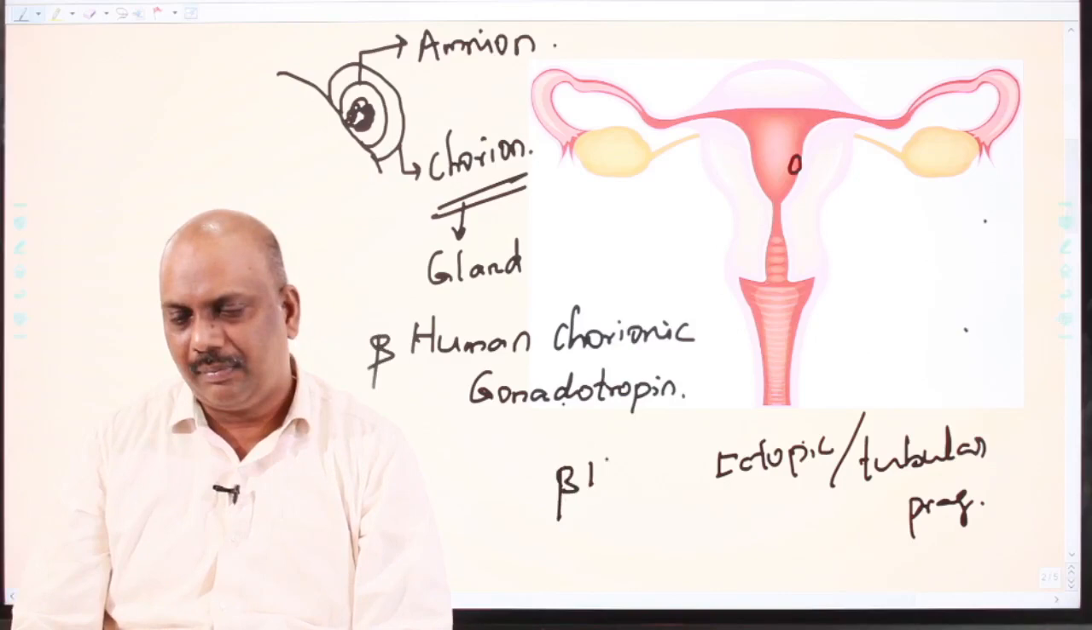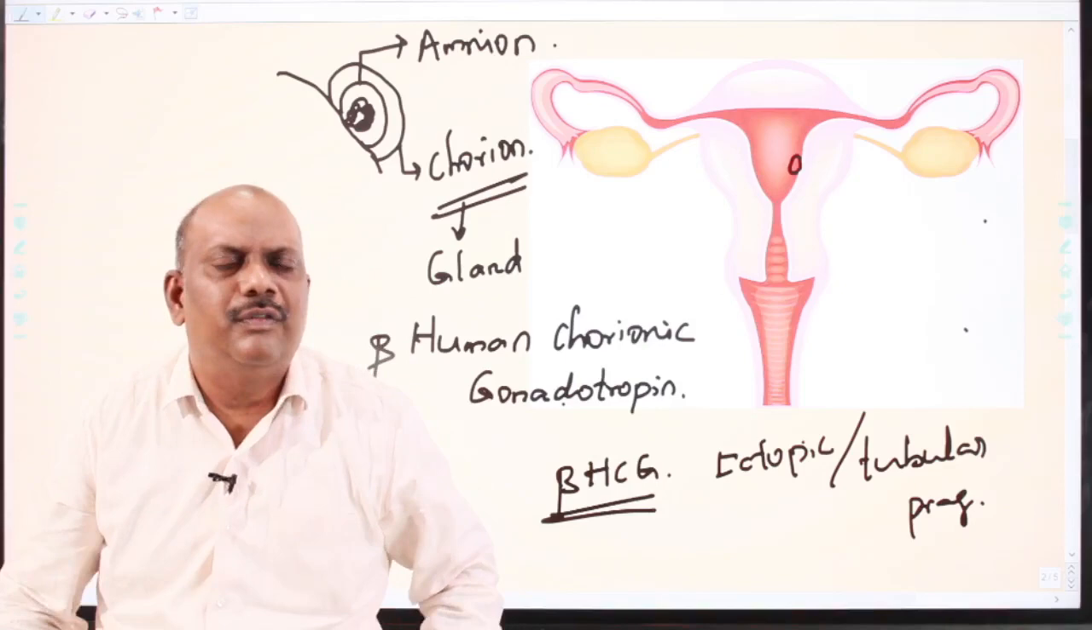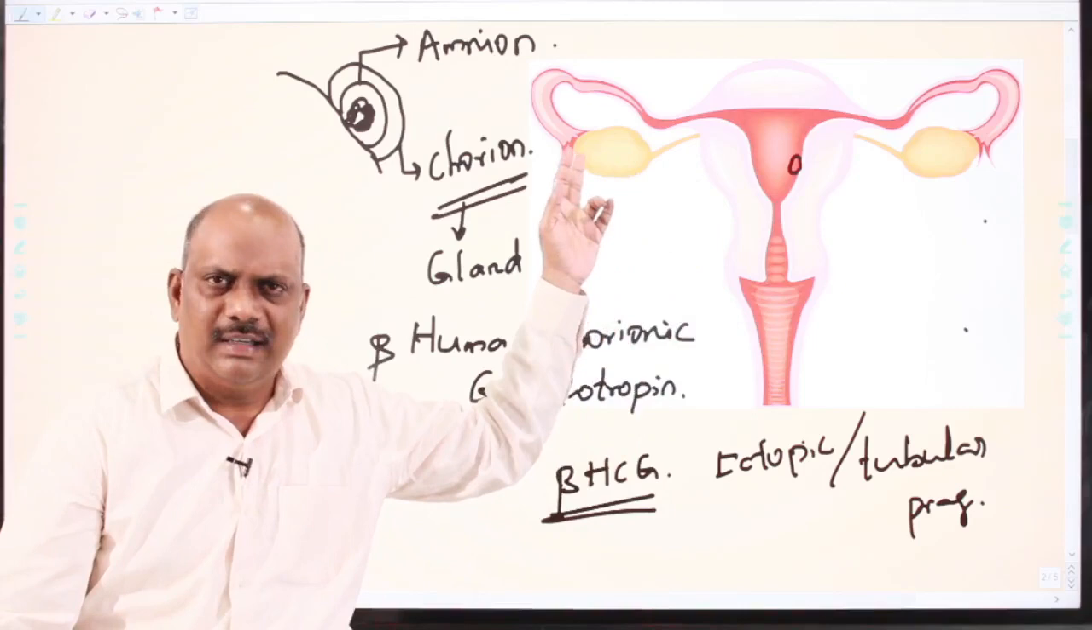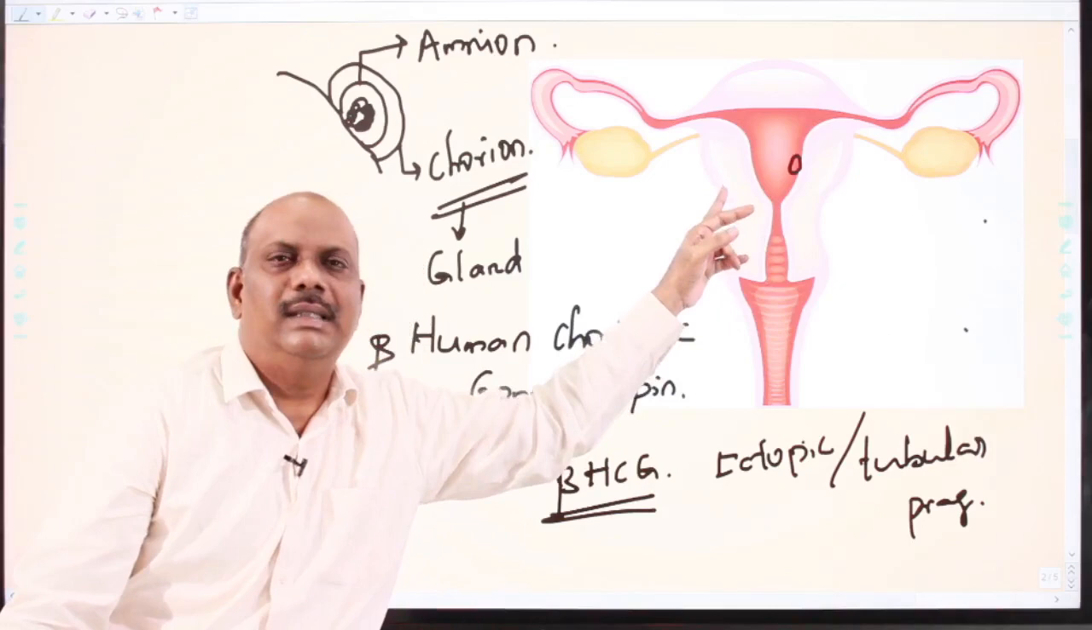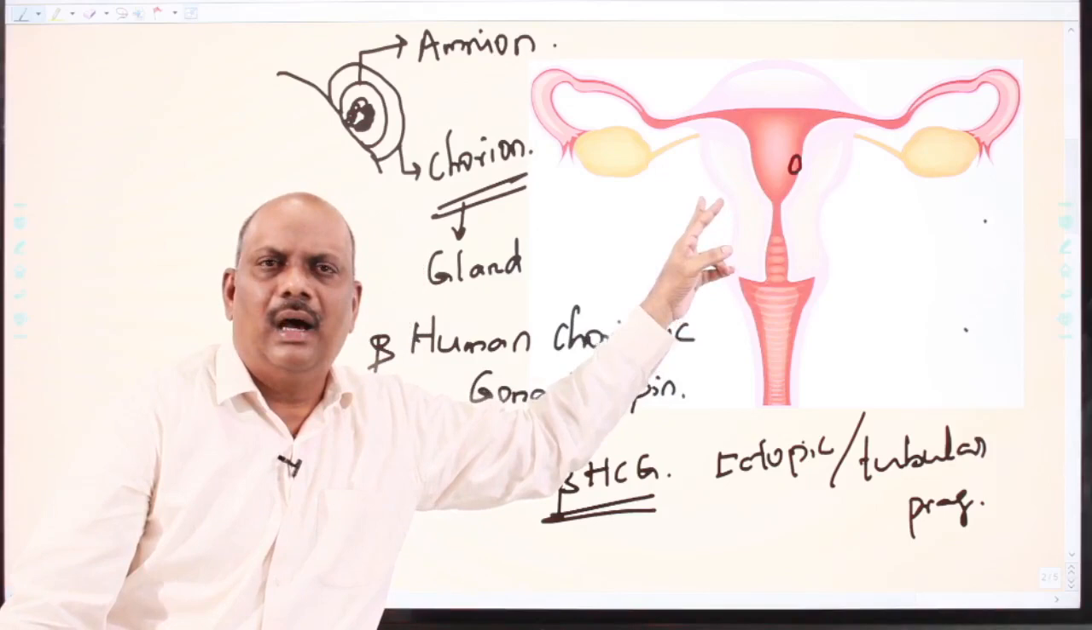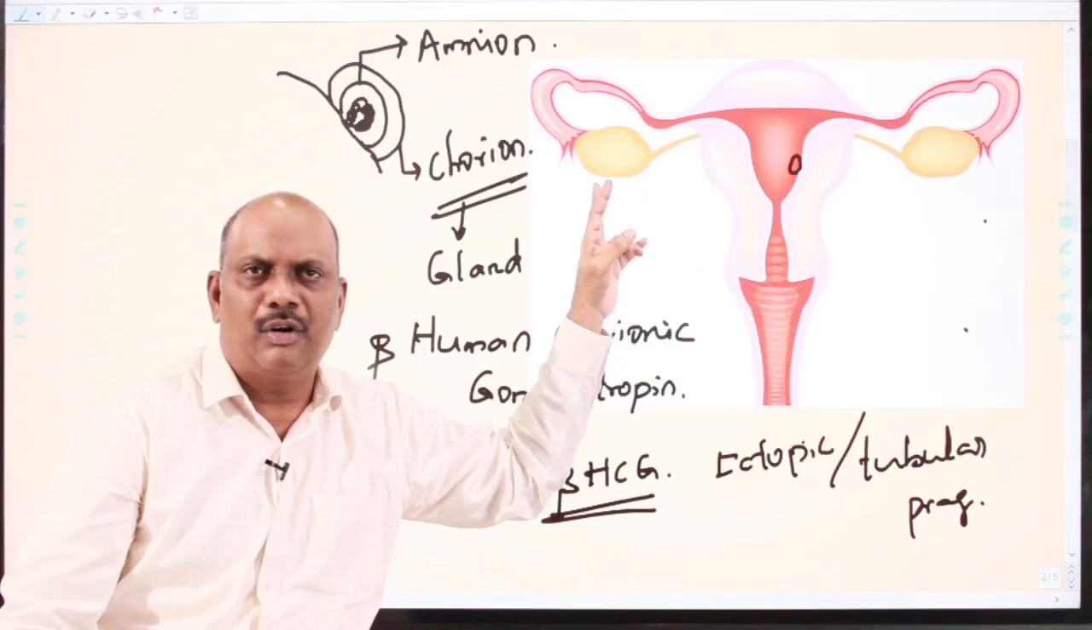The only source for chorionic gonadotrophin in the human blood is fertilization, formation of a zygote, multiplying into an embryo, and once the embryo gets implanted into the uterus, it develops the amnion and chorion. So the chorion acts like a gland, and the only source for beta chorionic gonadotrophin is this chorion.